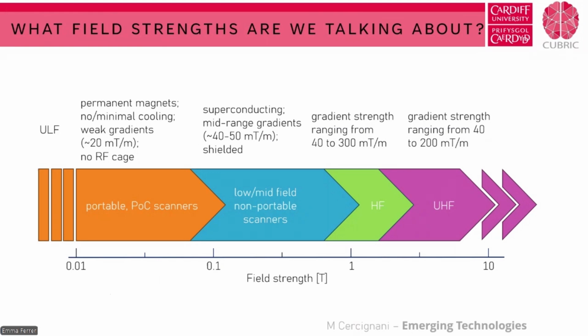I just wanted to stress the fact that we have these two broad categories at low field. We have the low to mid field, where we're still working with superconducting magnets. So we still have the need for large rooms, for shielded rooms, but we also have a much better performance in terms of what is possible with gradient strengths, the B0 field homogeneity, and so on.